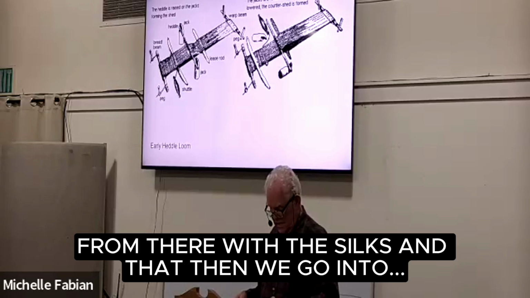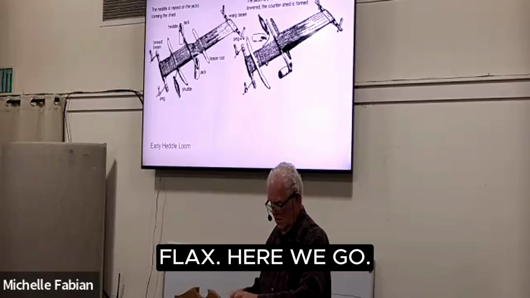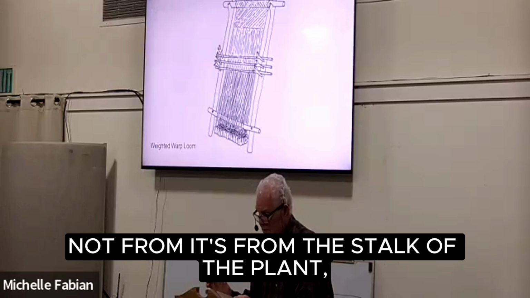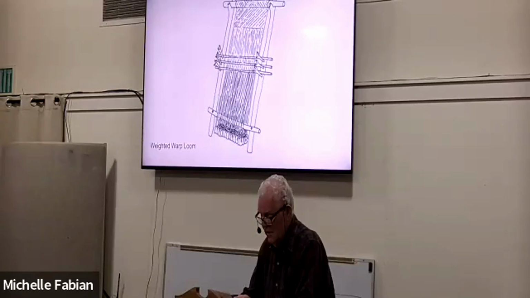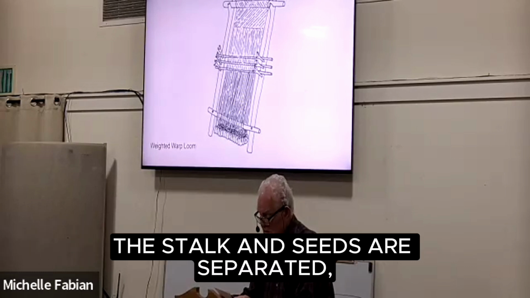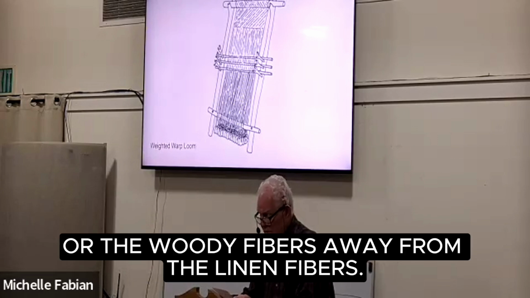From there with the silks, we go into, where is it? Flax. Here we go. Linen thread is from the fiber of the flax stalk. It's from the stalk of the plant. And the fibers are long, 20 to 40 millimeters in length. The whole plant is run through rollers and crushed. The stalk and seeds are separated, and the stalks are washed to separate the woody fibers away from the linen fibers.